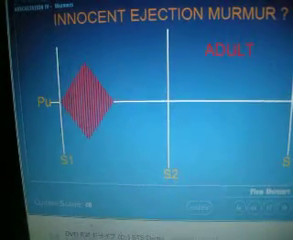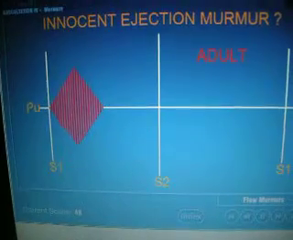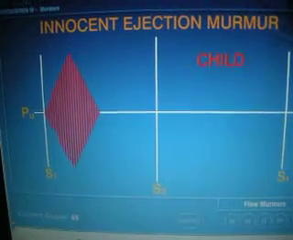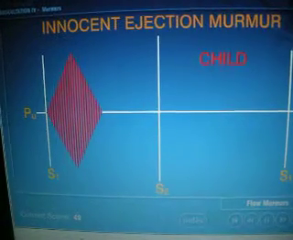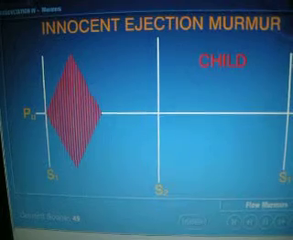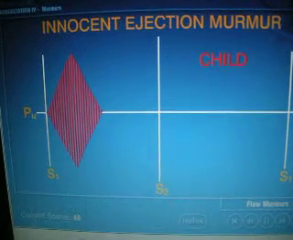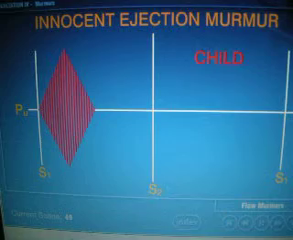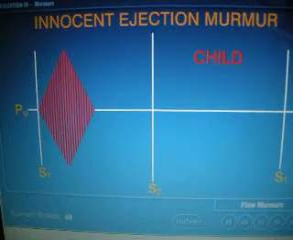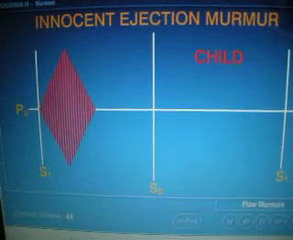The murmur you heard is a classic pulmonic ejection murmur proven innocent by absence of other pathology. The second murmur you heard is from a child and used to be called Still's murmur. Note that it is more prominent and the heart rate is irregular, a usual occurrence in youth. In spite of its prominence, without other findings, this is an innocent ejection murmur.